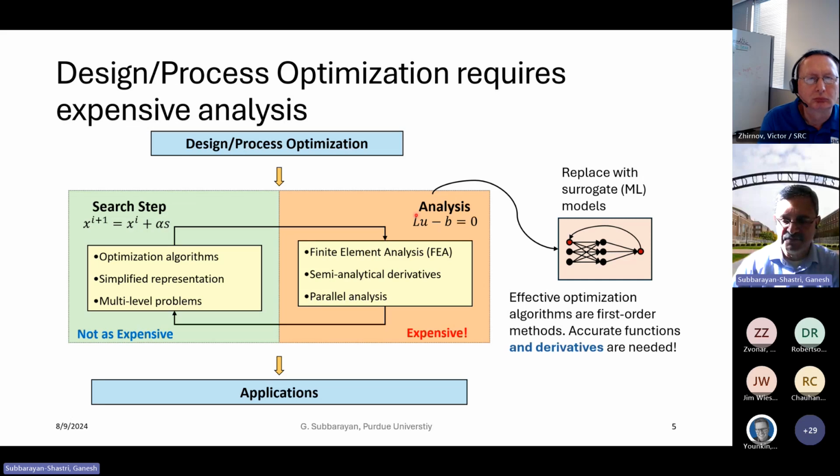And what we're trying to do oftentimes is to replace this analysis with surrogate models, machine learning models being one of them. One doesn't have to always use machine learning models. And as appropriate, we might use other models as well. So there is this going back and forth iteration between analysis and synthesis steps, and we try to do both during design optimization and process optimization.